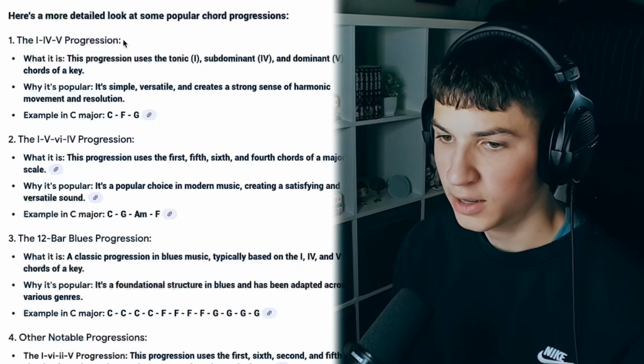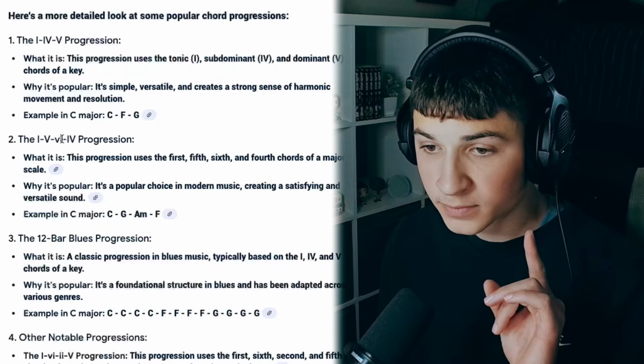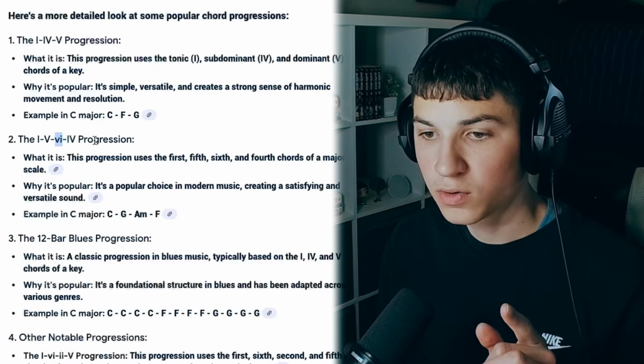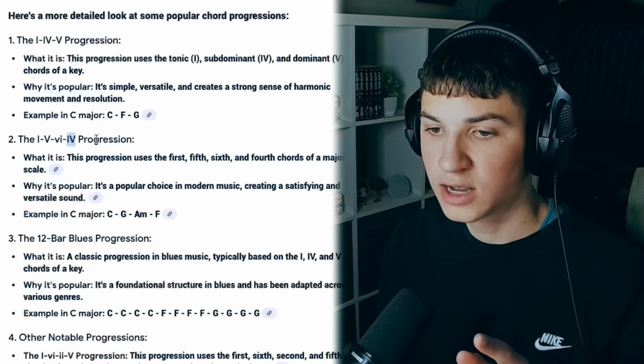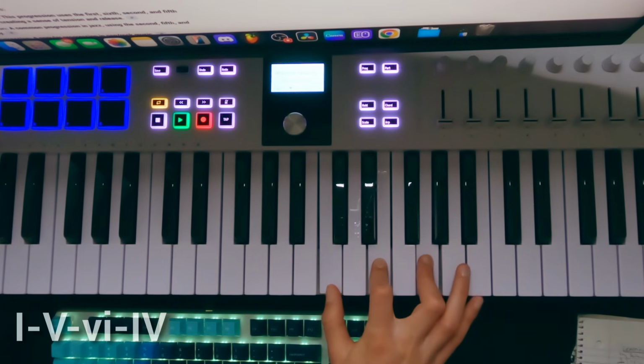Okay, nice. The 1, 5, 6, 4. And one thing to note is that when you see them lowercase, it means they are a minor chord, and when you see them uppercase, it means they are a major chord. That's just something to know. So the 1, 5, 6, 4. Let's try it.